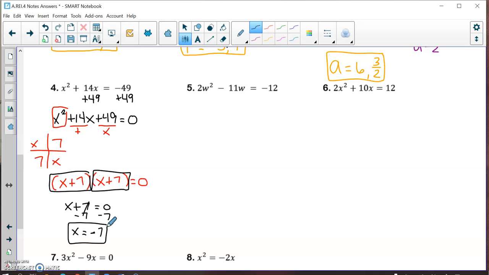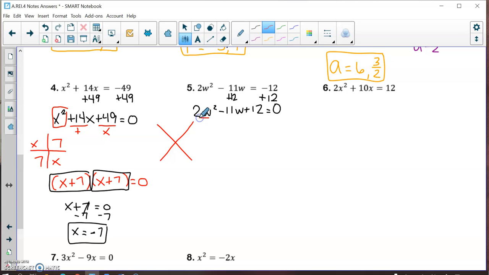All right, number 5. Whenever we are factoring, we must set this equation equal to 0. So I'm going to add 12 to both sides. So I have 2w squared minus 11w plus 12 is equal to 0. Now on this one, I have a quadratic trinomial, but my coefficient of w squared is greater than 1. So I need to use the x method.